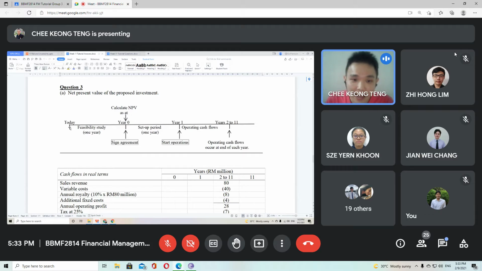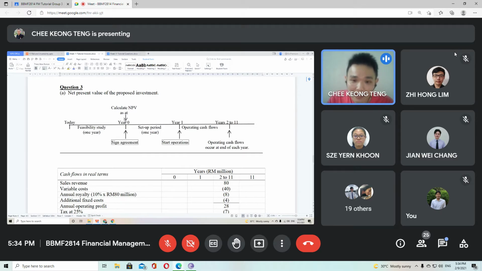So the question says the company has already decided. So this one we will do right now. Before we even decide whether we want to continue this project or not, we must have the feasibility study first. So we will conduct the feasibility study for 1 year. From the question, if you read, it tells you that we will hire a consultant, and the feasibility study fees are 1 million. We will spend the money first.